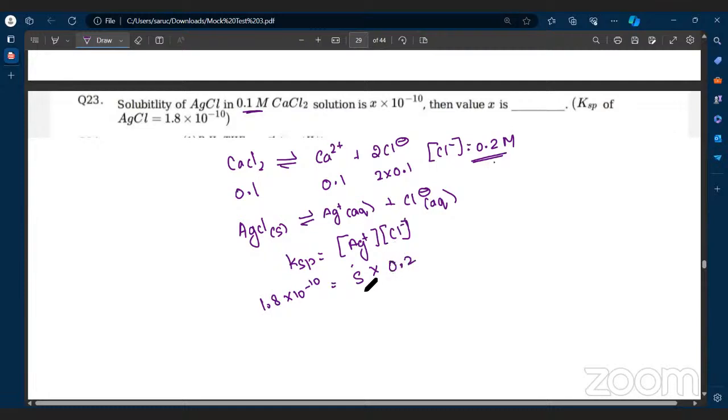So now what you have to find out is S alone. So S will be equal to 9 into 10 power minus 10. Yes. So what will be the value of x? x is going to be 9, with 10 power minus 10 given already. So x alone. Do you have this question? Yes, ma'am. Moving on to the next question.